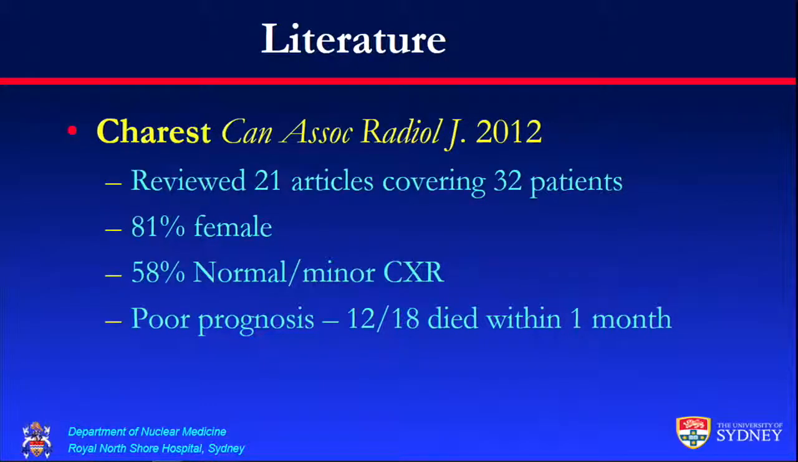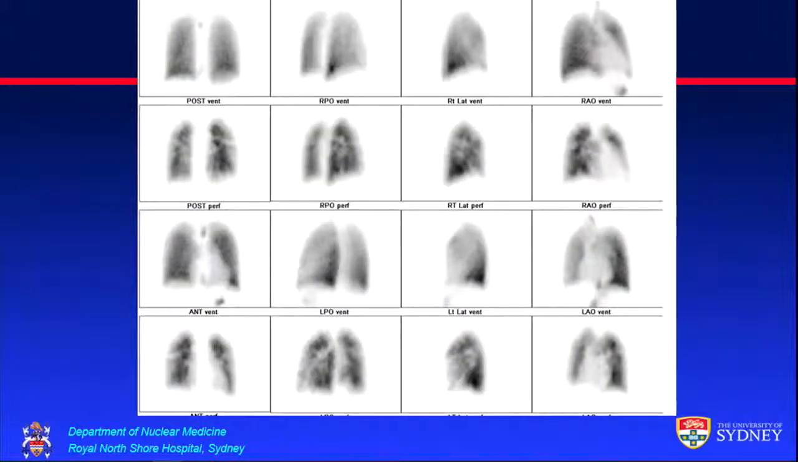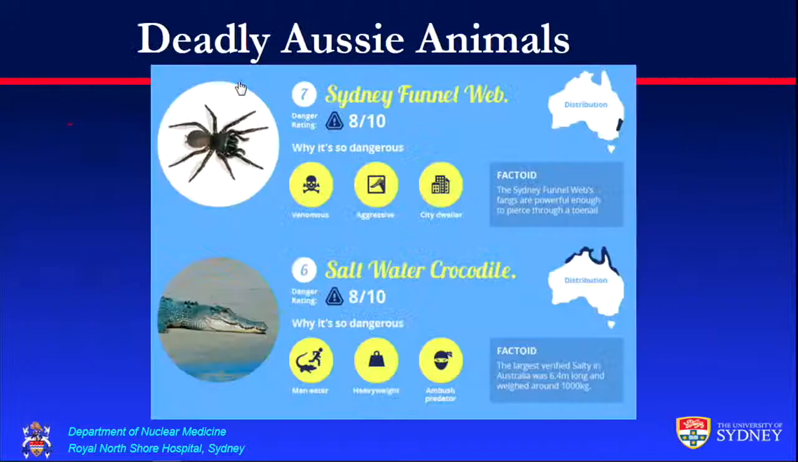Again, not a lot of literature on these rare things. There was a review article where they looked at 21 articles that had a total of 32 patients. Unsurprisingly, most of them are female. 58% of them had basically a normal chest X-ray. This is a diagnosis with a poor prognosis. Nearly all of them die within a month. This is another example of carcinomatosis where you have multiple perfusion defects scattered in almost a random pattern around the lungs.